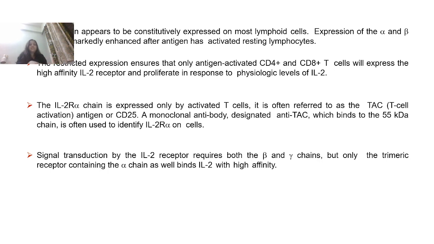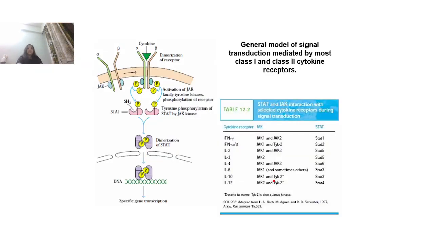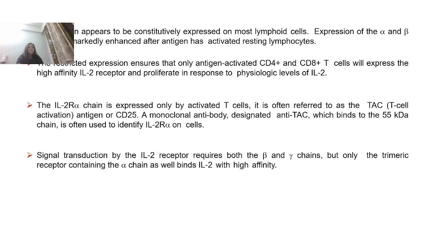So here, signal transduction by the IL-2 receptor requires both the beta and the gamma chains, but only the trimeric receptor containing the alpha chain as well will bind with IL-2 with high affinity. So beta and gamma chains are required for the signal transduction, but for the high affinity binding, the alpha chain is required. So when all the three chains assemble together, only then will the receptor be activated.